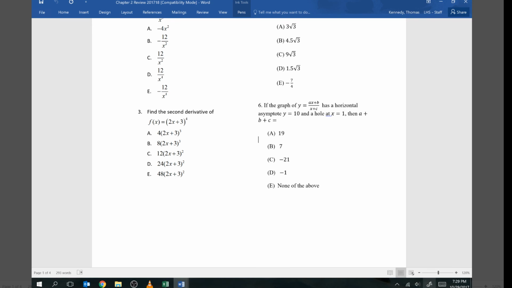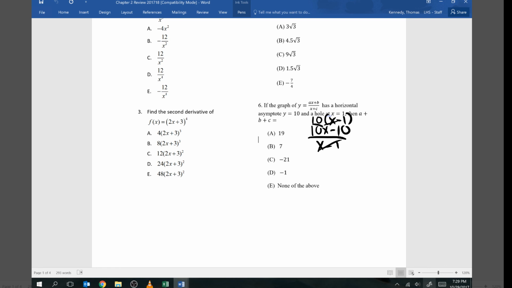Alright, because A has to be 10. So I know I have 10x, and I know I have x minus 1 on the bottom. And I need it to be an x minus 1 over x minus 1. And so I know it needs to be 10x minus 10, because if I factor out a 10, I get x minus 1. I can cancel those.